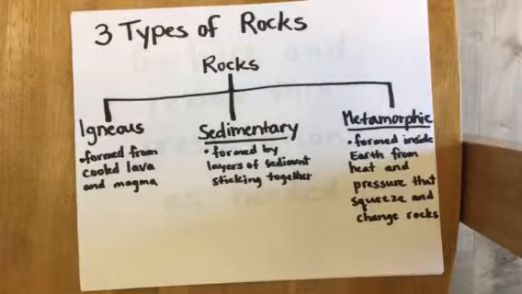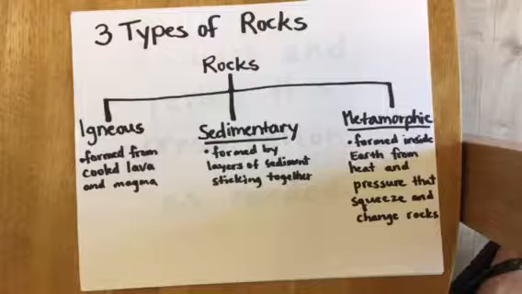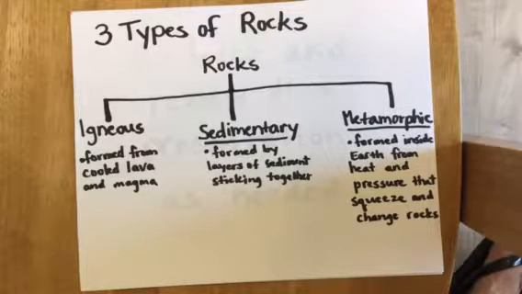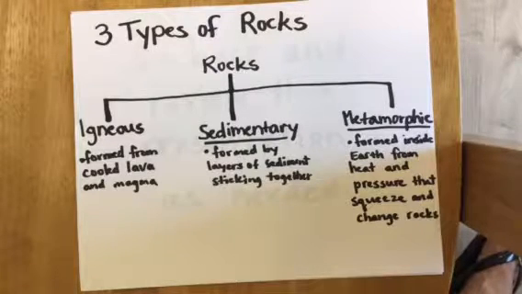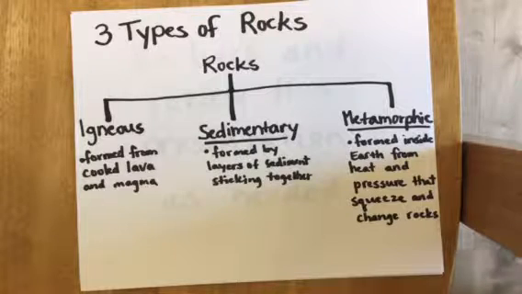Here's a tree map that further helps us understand rock classification. Igneous rocks are from cooled lava and magma. Sedimentary rocks are formed by layers of sediments sticking together over time. And metamorphic rocks are formed inside the earth from heat and pressure that squeeze and change rocks.